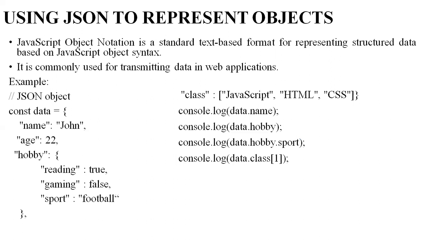These are the three classes to be created, and then we print the data: console.log(data.name), console.log(data.hobby), console.log(data.hobby.sports), console.log(data.class[1]). Here, class 1 is HTML. JavaScript is stored in class[0], HTML is stored in class[1], and CSS is stored in class[2].